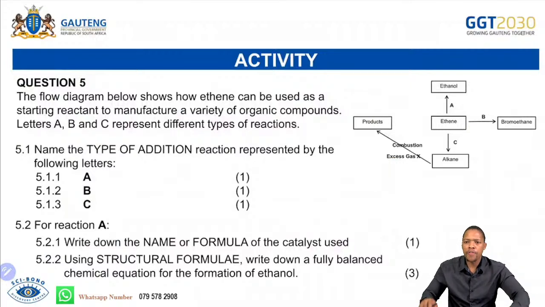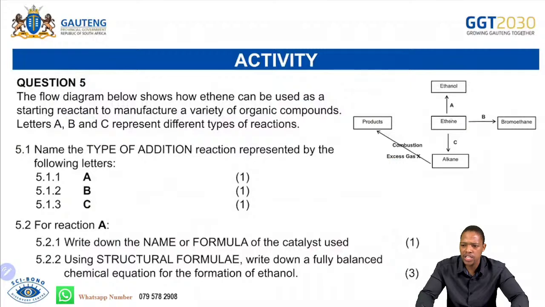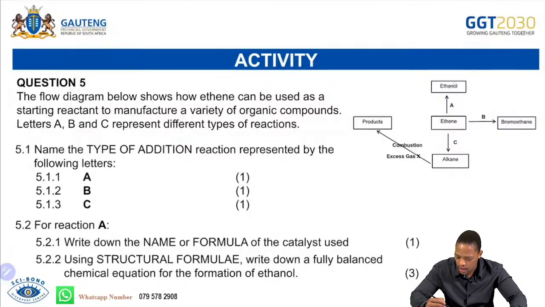So here we have a flow diagram where in the center we have ethene. Whatever reaction comes from here, I know must be an addition reaction because it is coming from an alkene. There is no other way. Whatever reaction comes from here must be a what? An addition reaction.